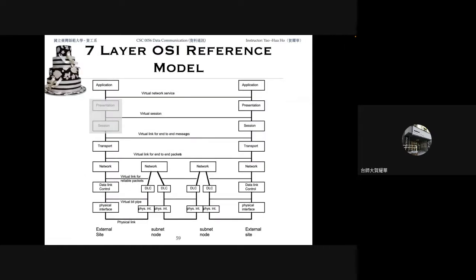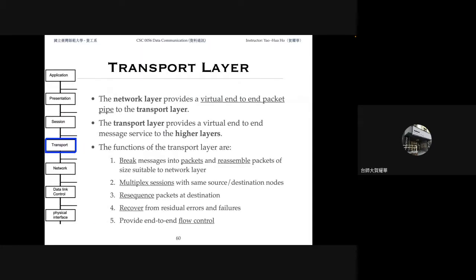Now, so we said the next layer is the transportation layer. Now the transportation layer provides what we call the virtual end-to-end packet piping between the transportation layers of each other. Okay, the transportation layer provides the message service for the higher layer. The functions included in the transportation layer: I break the message into packets. So the packets are broken down at the transportation layer, and reassembled to send up to the session.